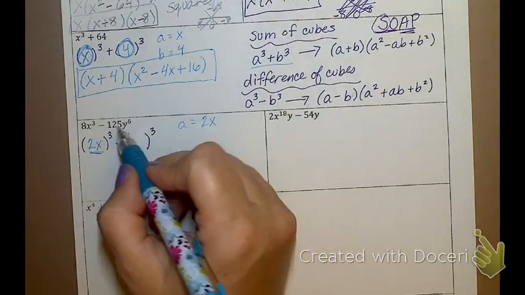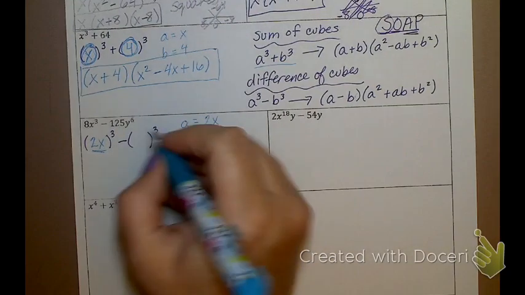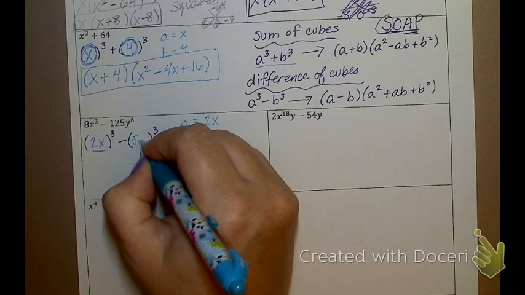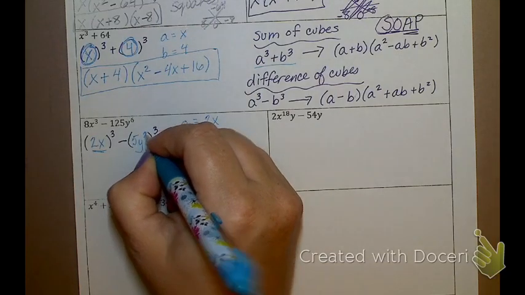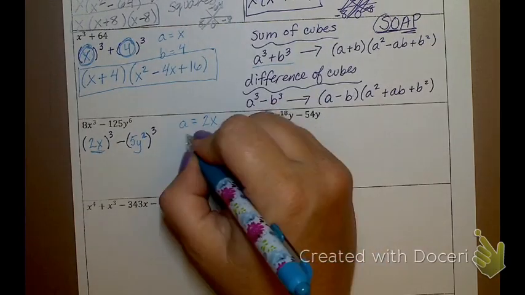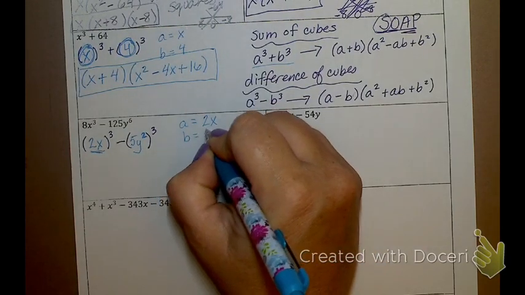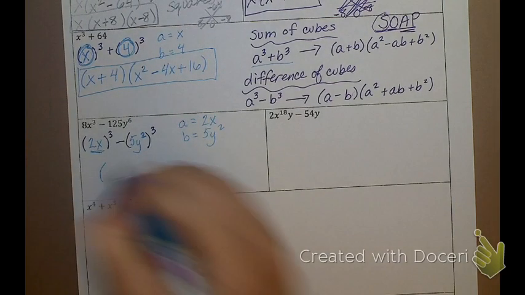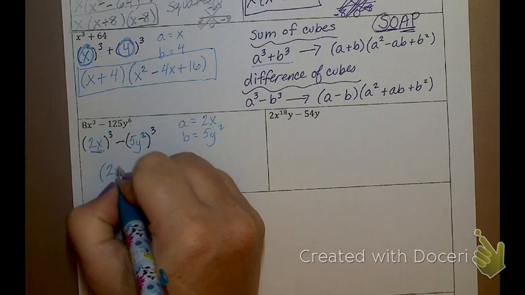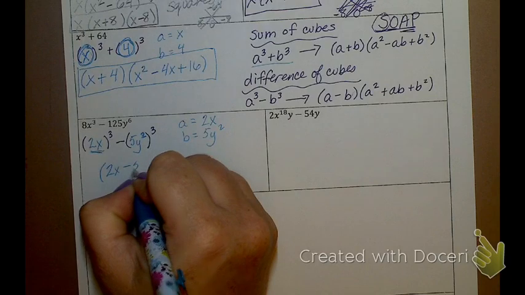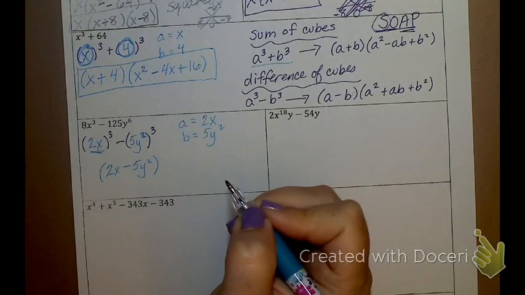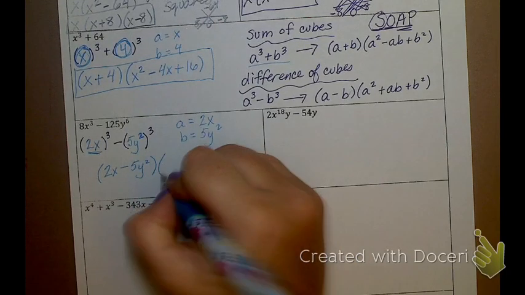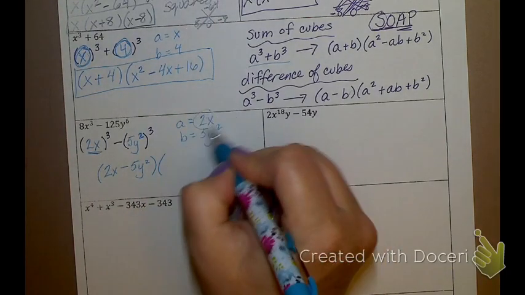What is it that when I raise it to the third power gets me 125y to the sixth? 5y squared. Right? You divide that exponent by 3. So in my formula, wherever there's a b, I'm going to put 5y squared. So, which formula am I using? Difference of cubes. So my first parentheses is what? A, which is 2x, minus b, which is 5y squared. What's my second parentheses? It's going to start off with a squared. How do I square 2x?